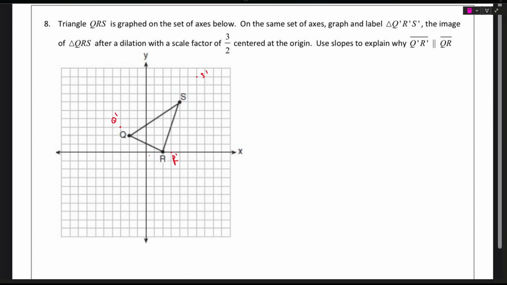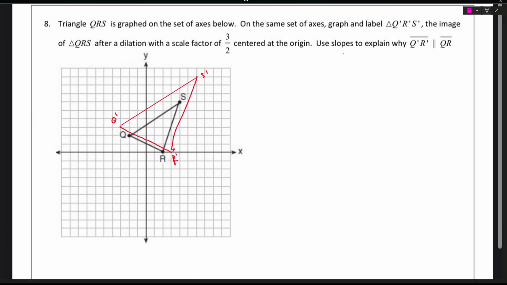Like if you wanted to do, this is 2 times 1.5 is 3, right? And then this is 3 times 1.5 is 4.5. Sorry, that's not 3. This is 2 times 1.5 is 3. And then this is 2 times 1.5 is 3. And then this is 4 times 1.5 is 6. Whichever way makes sense for you. Okay, and then what else? So just connect these.